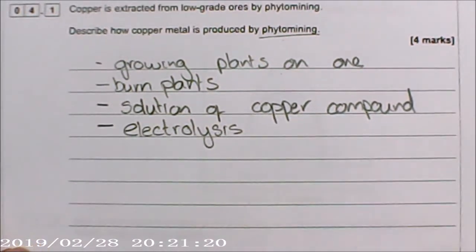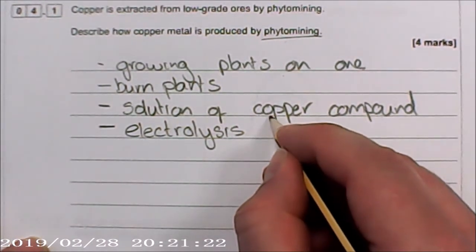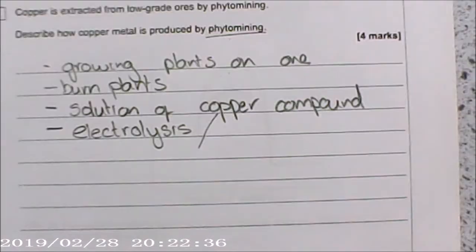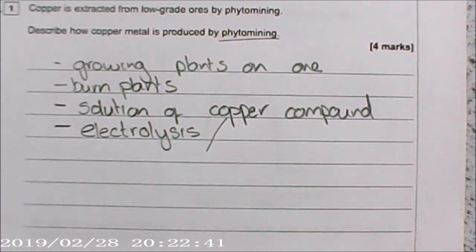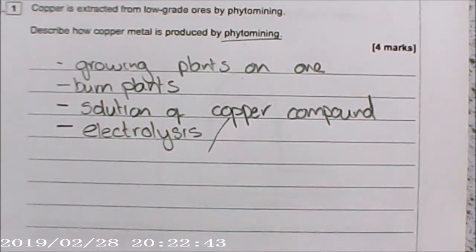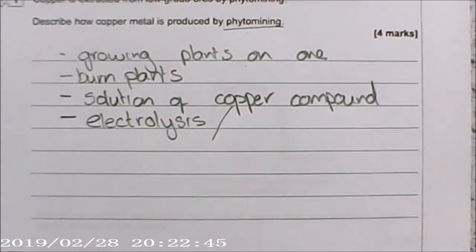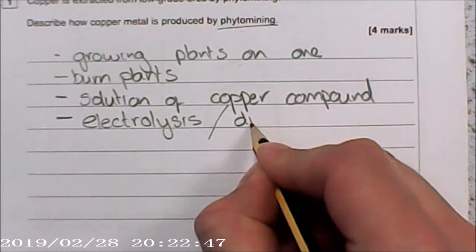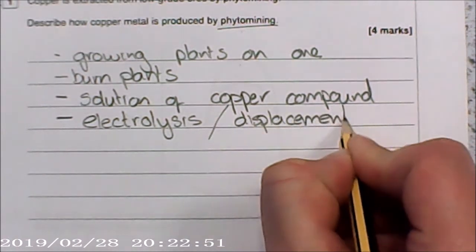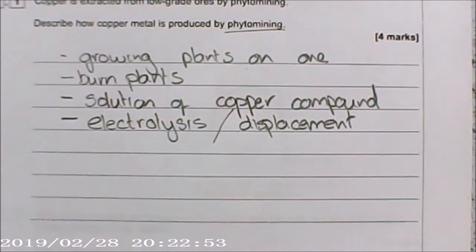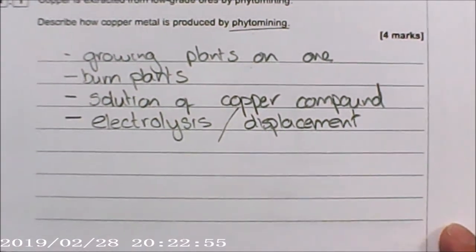The alternative to get it from electrolysis is, sorry about that, a fire drill just went there. So apart from electrolysis, the other way in which you can get pure copper is to use a displacement reaction. So you can either mention displacement reaction or electrolysis for the 4th mark.